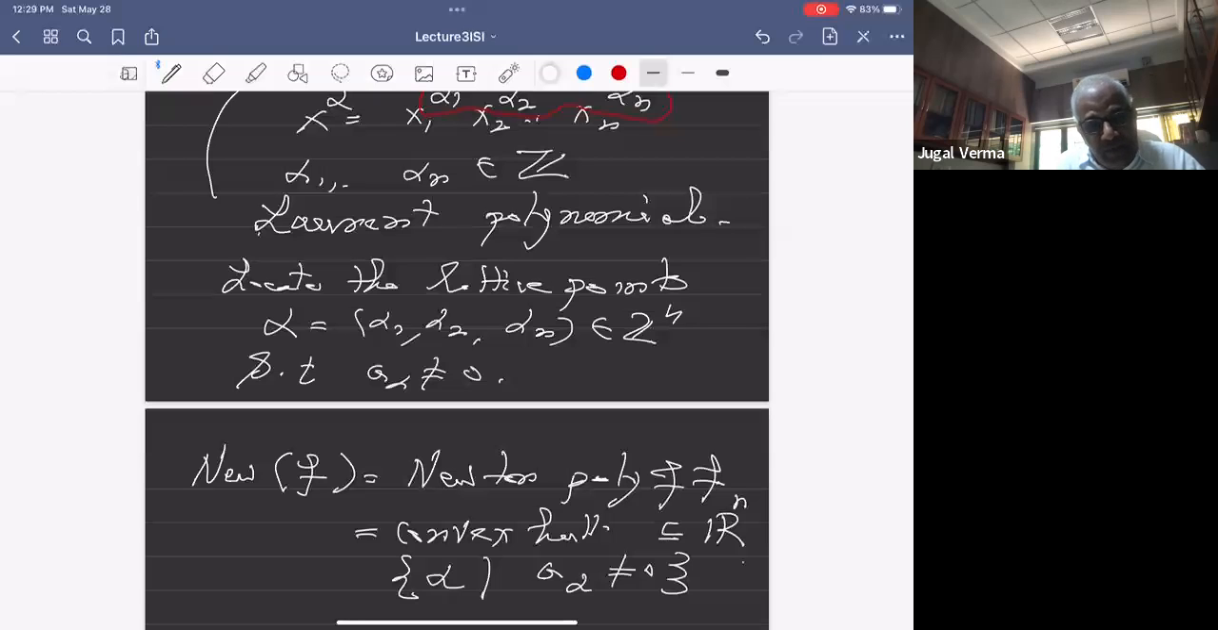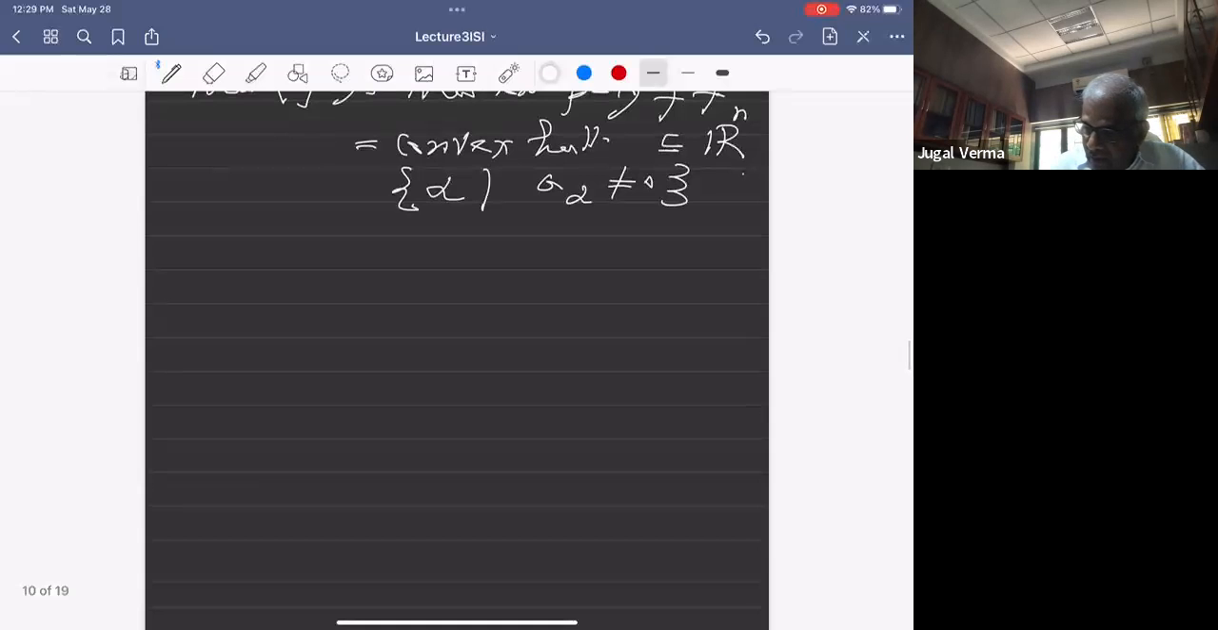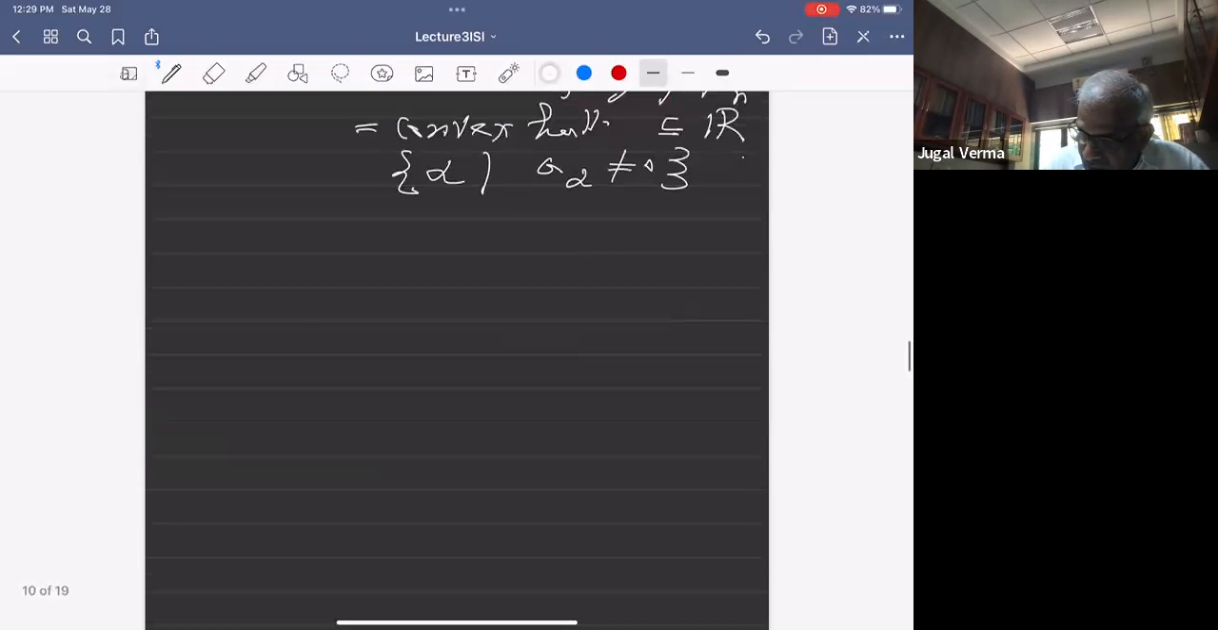If I'm dealing with bivariate polynomials, I get Newton polygons, convex polygons. Okay. Yeah. So now I want to define a quantity called Minkowski's sum, the Minkowski sum of polytopes.